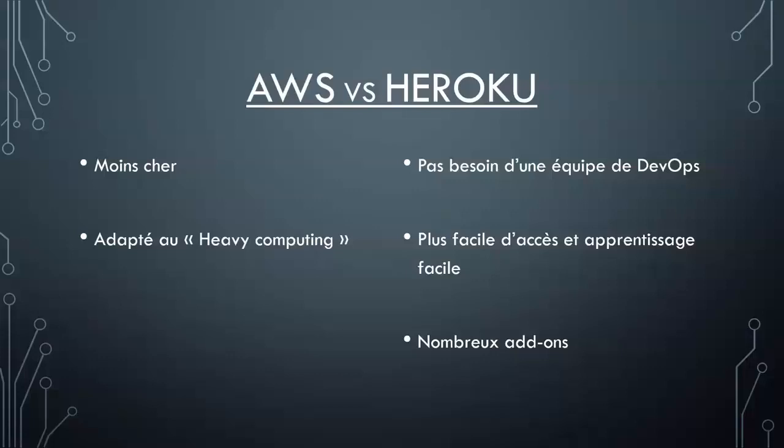Again, this saves a lot of time, but it's important to know that Heroku is a little bit more expensive than AWS. Amazon is also more interesting if you don't need a lot of data mining or machine learning algorithm, for example, because it's much more adapted for heavy computing.